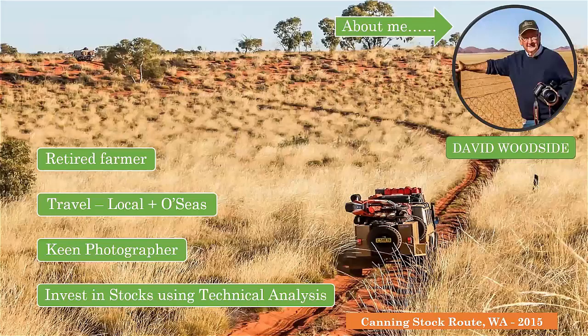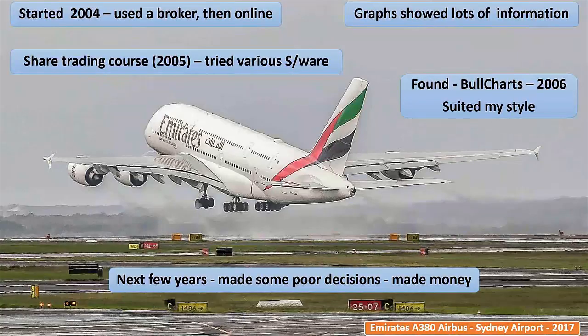So the next slide. I got interested in investing once I retired from farming in 2000. Well, I started before I retired, with a broker. Then I went online, and I've always been keen on graphs because they show lots of information. I went to Melbourne and did a share trading course in 2005, and I purchased some software which really didn't appeal to me. I think it's still around and still used, called Profit Source. But it wasn't mine. But then I found BullCharts in 2006, and that was probably more suited to me.